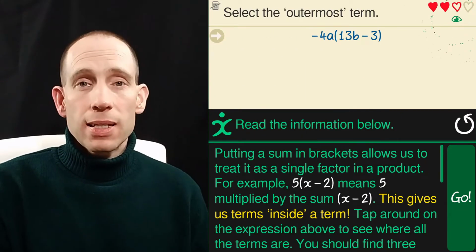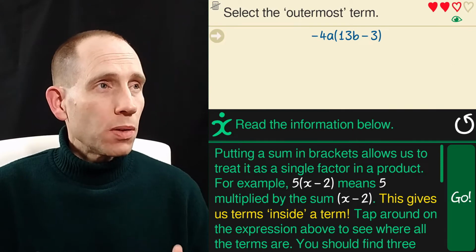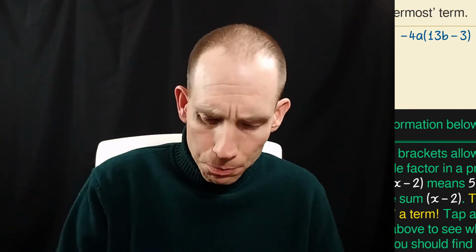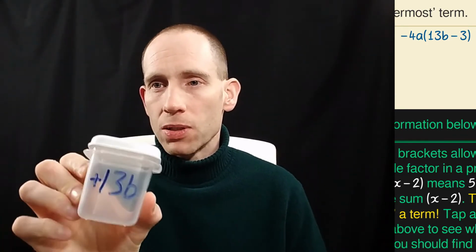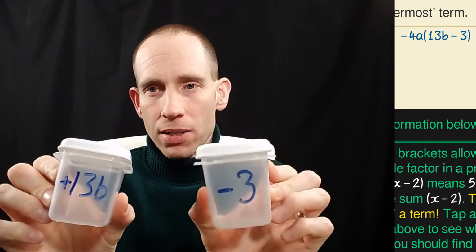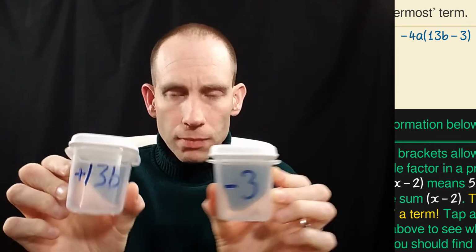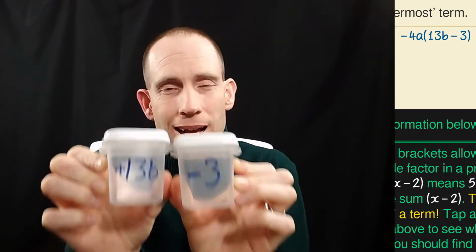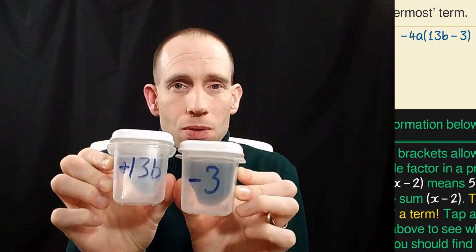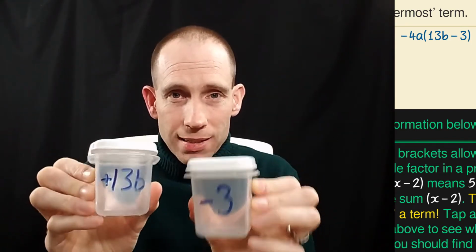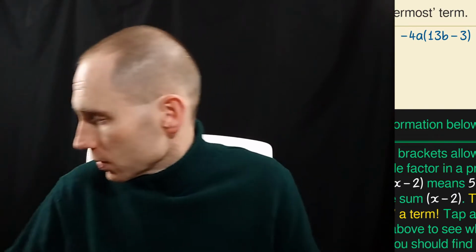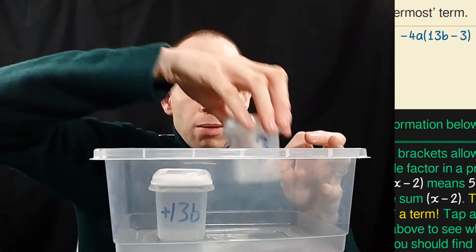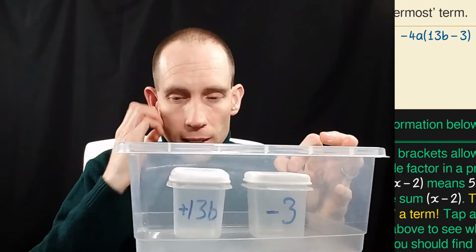Right, so let's have a look at this example to think about what we're doing here. I've got some pots and pens down here. Here's a pot where I've written plus 13b and a minus 3. So these are two terms. And what I want to do is use these two terms in the sum that they're in as a factor in another product. So to do that, I need to wrap them in something. I need to put them inside something. So I've got a bigger box here, and I'm going to put them inside. Plus 13b minus 3, and we'll put the lid on.